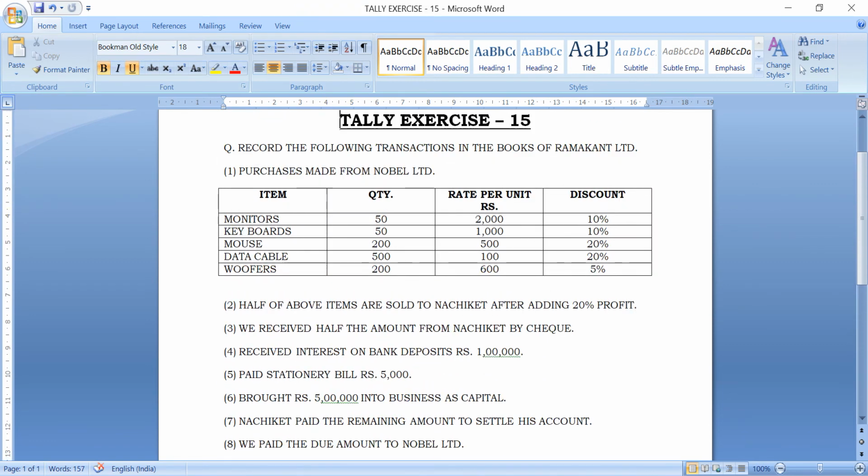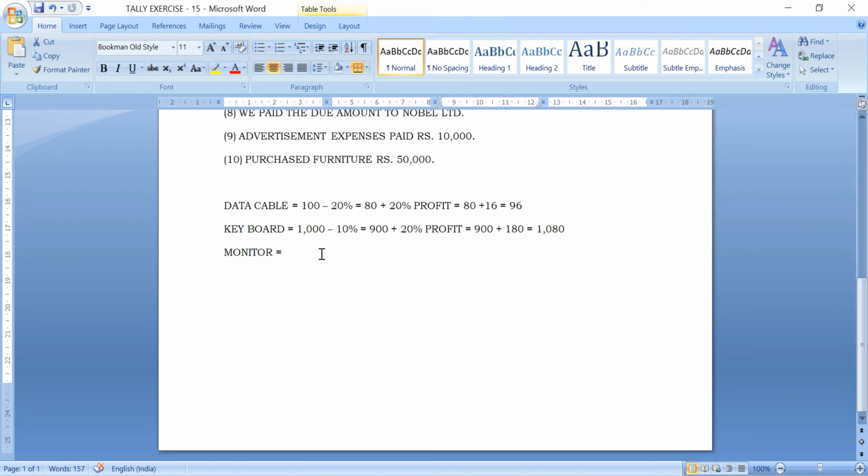See, the price of monitor is 2000 and there is a 10% discount, right? So 2000 minus 10%, that will amount to 1800. Barabar? Plus we will add 20% profit. The 20% profit will be counted on 1800.